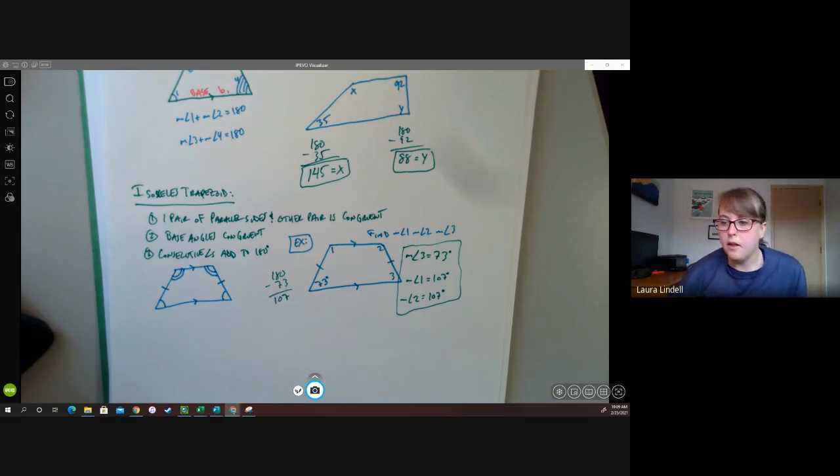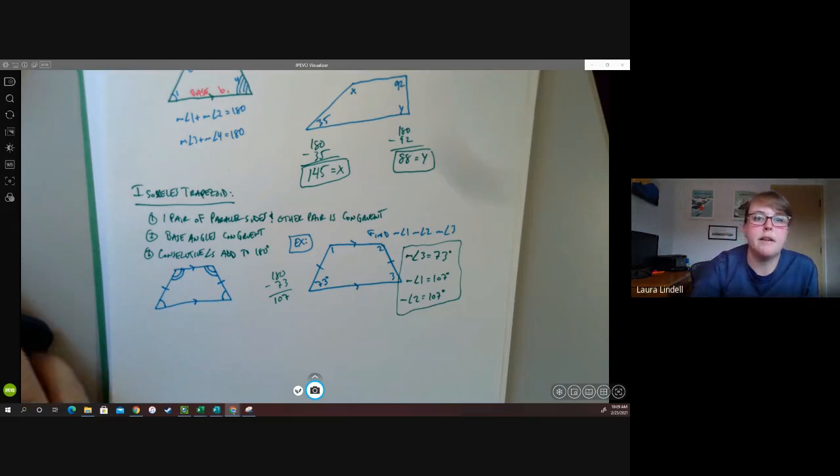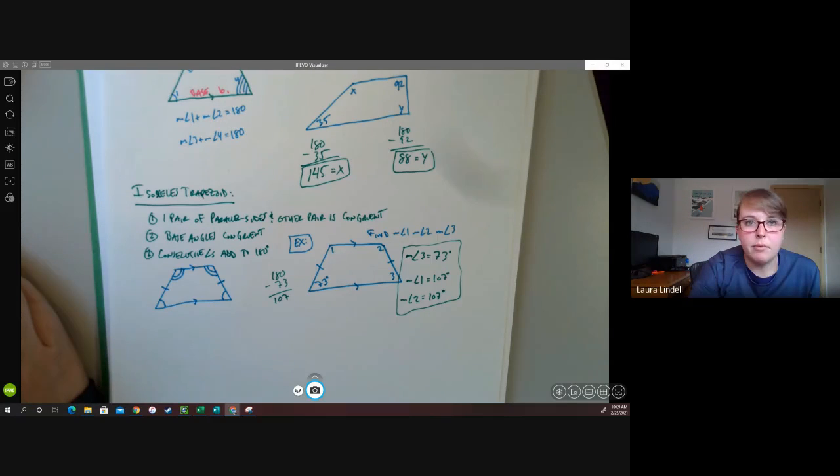Okay, so that's how we deal with angles on trapezoids. The last thing we need to know about trapezoids is something called the mid segment. So we've talked about mid segments with triangles before. Mid segments with trapezoids are going to be very similar. It's a similar idea of what a mid segment is. It's just a little bit different in that the formula for finding the mid segment length is a little bit different.